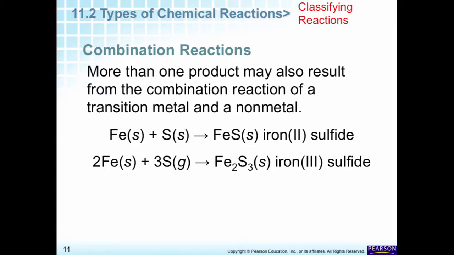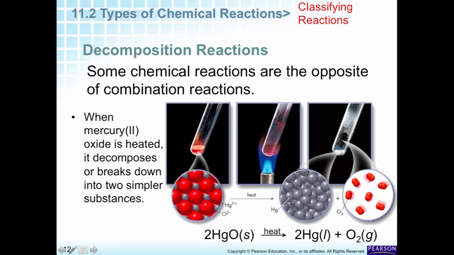Okay, we know transition metals can also have different oxidation numbers. So if that's the case, we could form iron 2 sulfide or iron 3 sulfide. So you can synthesize more than one type of thing depending on conditions. Okay, the opposite of synthesis or combination reactions is decomposition.